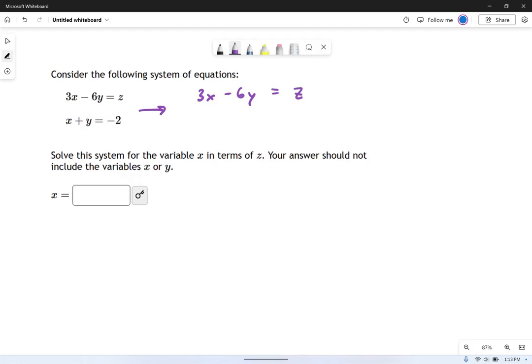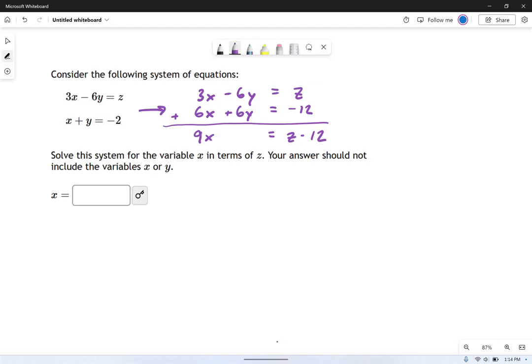Now I'm going to take this second equation right here, and I'm going to multiply the whole thing by 6. So I get 6x plus 6y equals, what's 6 times negative 2? That's negative 12. Okay, and maybe you can see why I'm doing it this way. It's so that when I add them up like this, I get 9x, the y's cancel out. 9x equals z minus 12. Okay, so that's pretty nice.